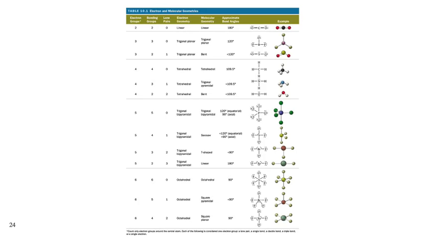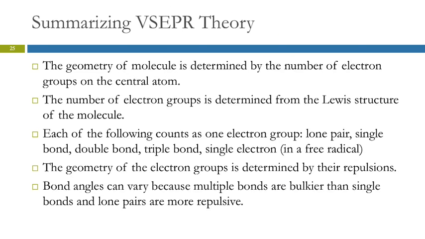Naming the shapes, there are some names you need to learn, but they are very descriptive of the thing. And so you should be able to remember those okay. So here's a summary of VSEPR theory. Geometry is determined by the number of electron groups on the central atom. We're not going to look at electron groups on the other atoms. The number of electron groups comes from the Lewis structure. So you have to have a Lewis structure. An electron group is a lone pair, a single bond, a double bond, a triple bond, or a single electron in a free radical. Each of those is just one group.